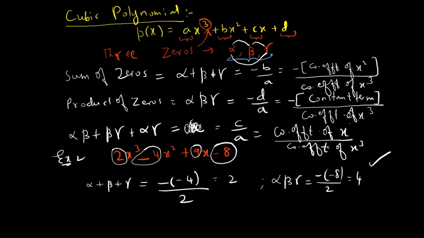If I wanted to also find the pairs alpha beta, beta gamma and alpha gamma summed up, alpha beta plus beta gamma plus alpha gamma is nothing but c by a, so this would be 9 by 2 or 4.5. This is how we understand the zeros of a polynomial and its coefficients as very much connected to each other.